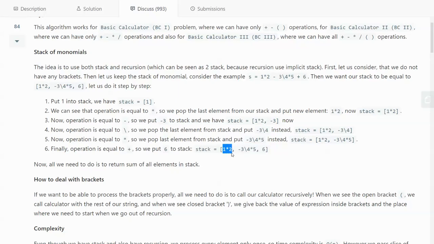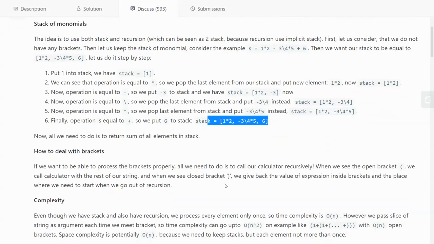So at the end, the stack looks like this: 1 times 2, which is the first piece. The second piece is negative 3 divided by 4 times 5. The last piece is 6 as a single number. And at the end, we just sum it all up on the stack, and then we return the result. And when we have parentheses, we're going to recursively call the function that we're going to implement.